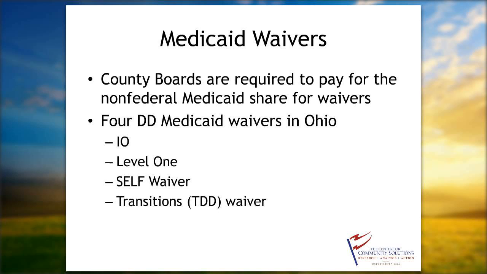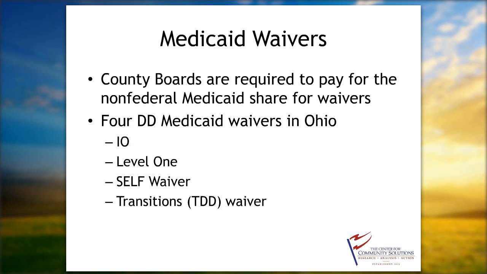So as of February 2015, we had about 35,000 people total on DD waivers in Ohio. Again, there are 4 different waivers available for individuals with developmental disabilities. We have the IO waiver, or the Individual Options waiver. This waiver is really the closest thing we have to an all-inclusive waiver. It has no individual cap, covers a wide range of services. The average cost is about $66,000 per year. So you can see much less than the annual cost at an ICF or developmental center.